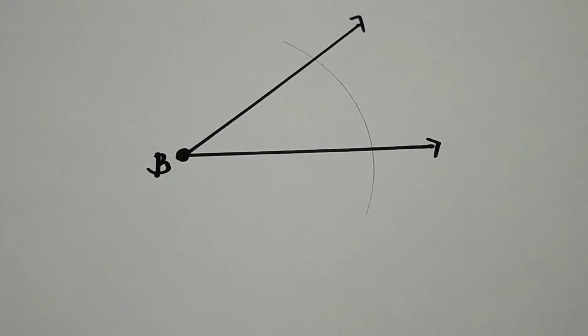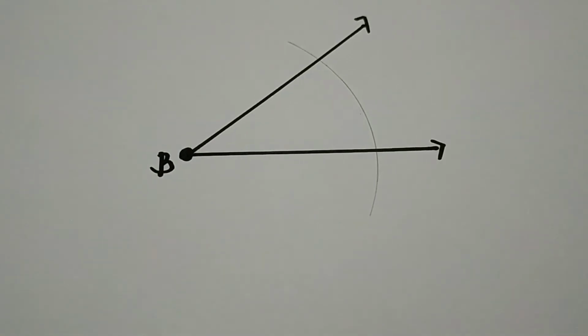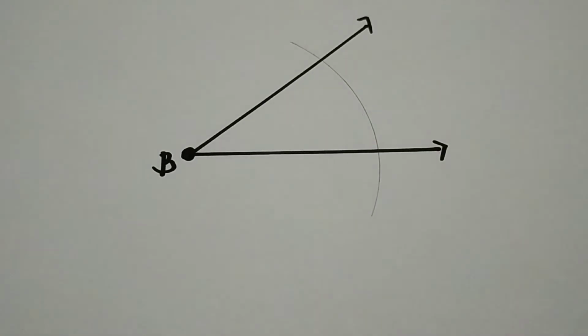Okay, so there you have it. I hope that the mark is visible to you. And then after that, you have to draw an arc with center B of any radius.